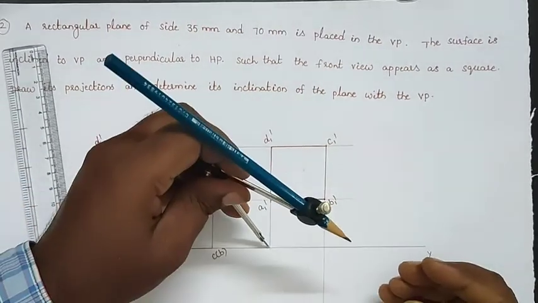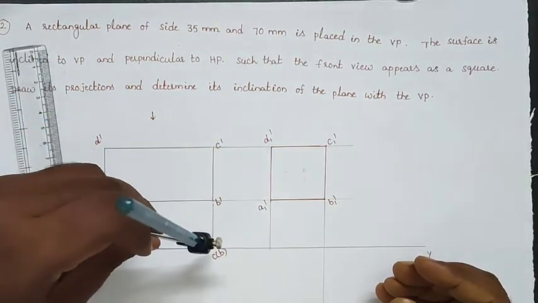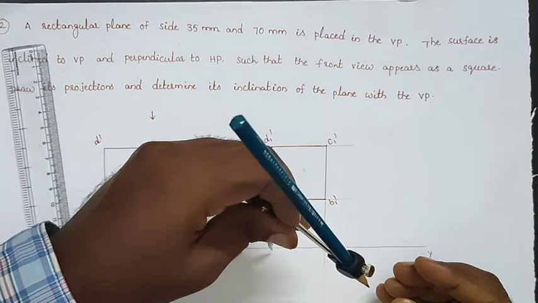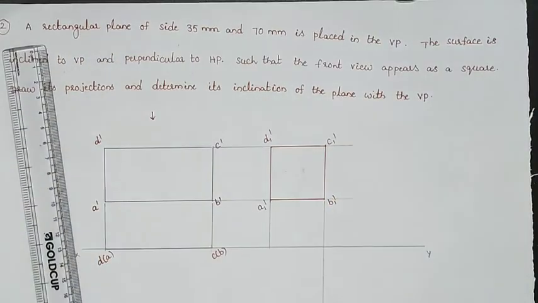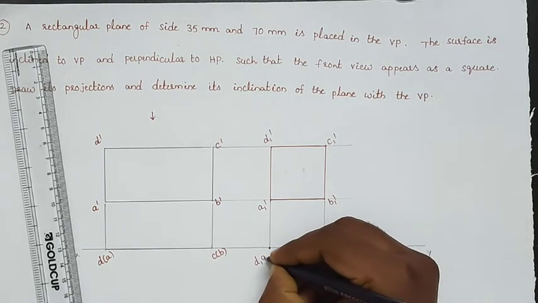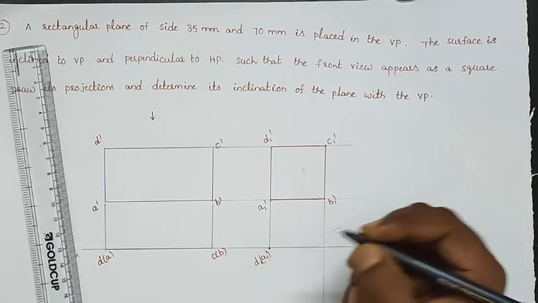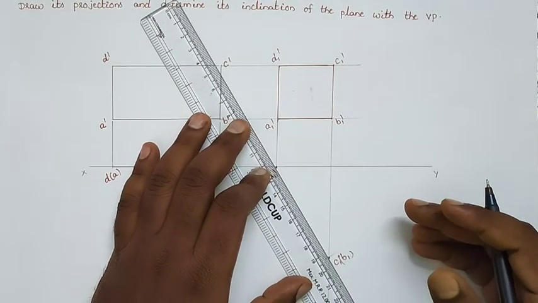Now from this point, with that length, we will draw the arc. Draw the arc on the C dash and B dash extension line. So here I am locating this as C1, B1, and here this one I am locating as D1, A1. Now join D1 dash and C1 dash, D1 and C1.